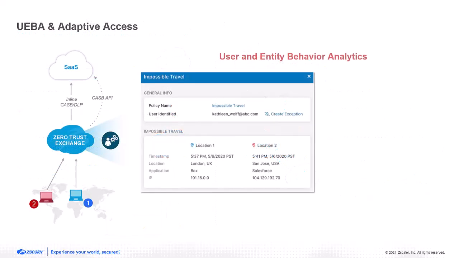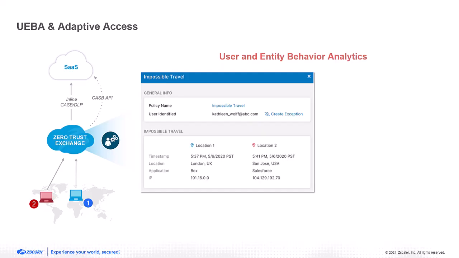Let's talk about end user behavior analytics and adaptive access. Many organizations are looking for protection when users are exhibiting anomalous behavior. A couple of examples could be an employee who is leaving the company and is doing a massive amount of upload and download from their corporate G drive. This is a direct indication that the user has some type of malicious intent.